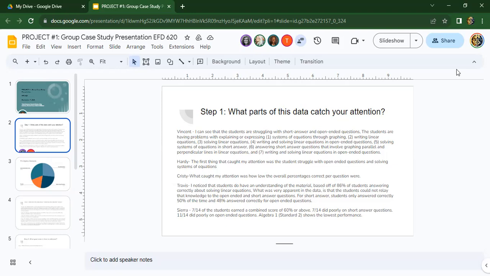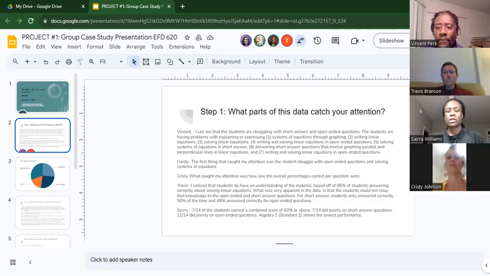And I agree with y'all as far as especially the open-ended questions, those stuck out to me as well, with only 3 of the 14 kids being able to answer those. And then only 7 of 14 scored over 60%. So again, how poorly the kids did on those open-ended and short answer questions really stuck out above the rest, as well as low performance in the Algebra 1 Standard 2.